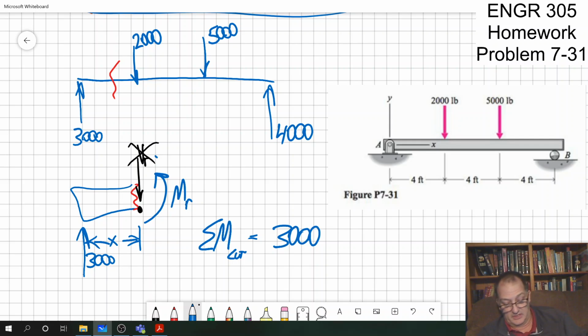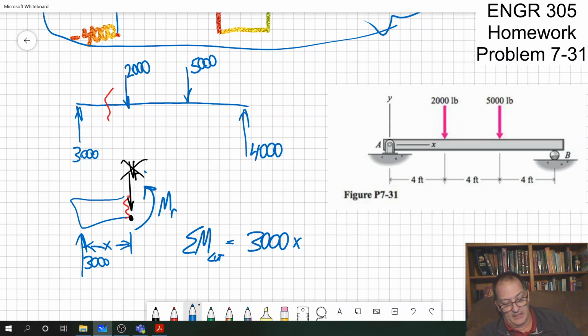3,000 times that distance to the cut. That's the moment from that force. And then I don't have any other forces. I just have that reaction force. So that's going to be, oh, you know what? This is negative. That's negative. That's going to cause it to go from Y to X. So that's negative. And then MR is a positive moment.